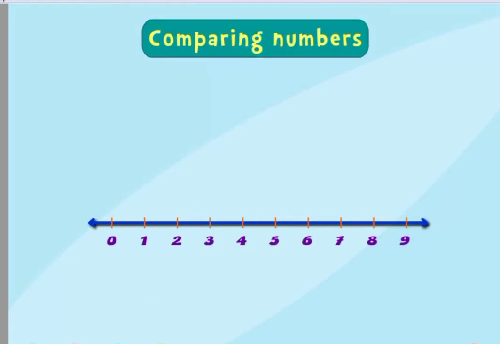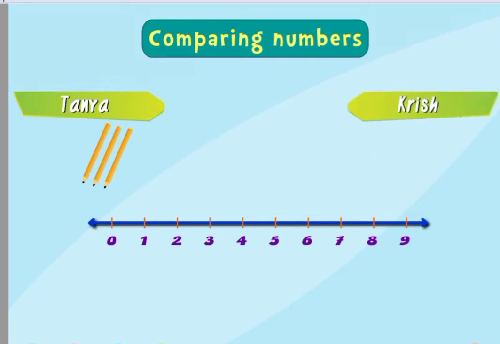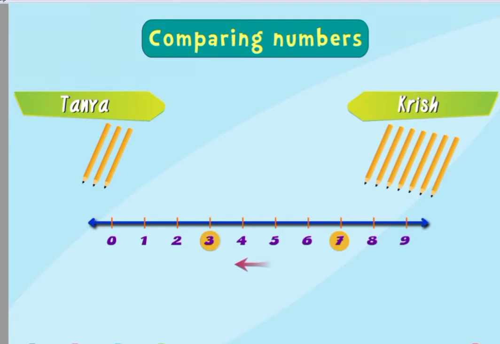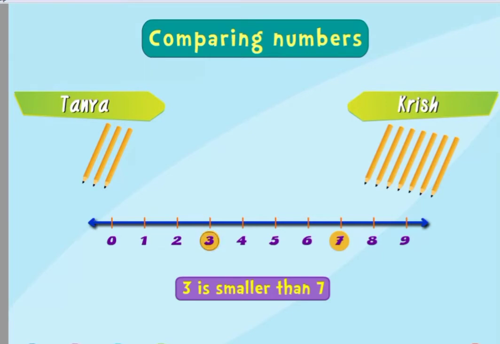Now let's see how to compare numbers. For comparing 2 numbers, locate them on the number line. The number that lies on the left is smaller than the number that lies on the right. If Tanya has 3 pencils and Krish has 7 pencils, who has more pencils? We will locate numbers 3 and 7 on the number line. We can see that 3 lies on the left and 7 lies on the right. So 3 is smaller than 7.